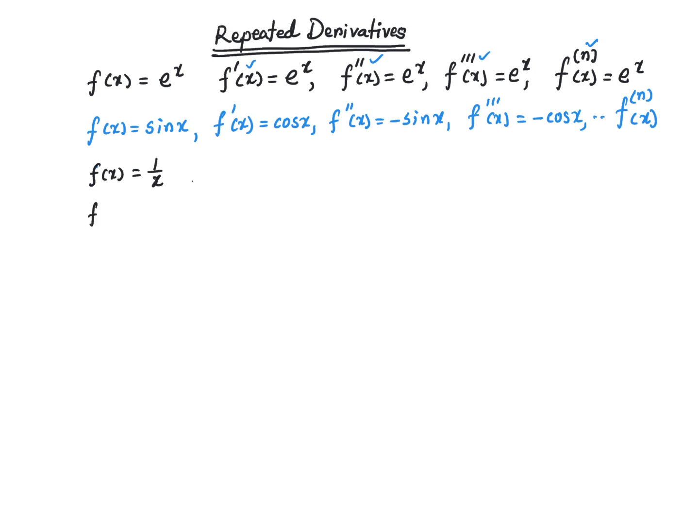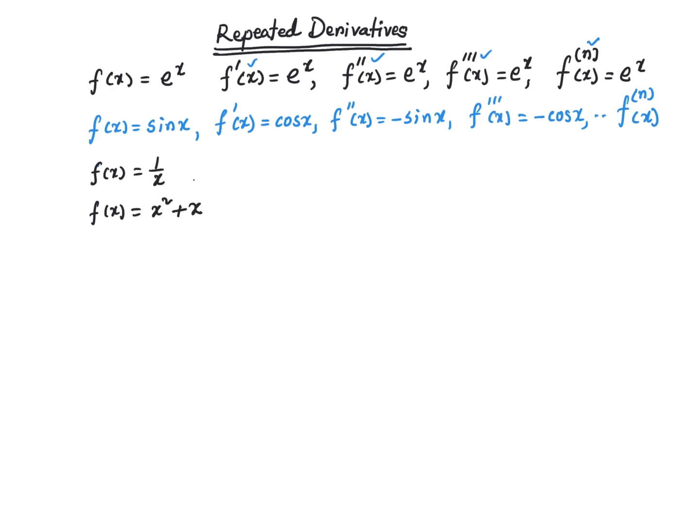For polynomial functions, let's say f of x is equal to x squared plus x. So the first derivative of it is going to be f prime of x is equal to the derivative of x squared, which is 2x, and the derivative of x with respect to x is just 1. And then if you take the derivative again, you're going to have the derivative of 2x is just 2, and the derivative of a constant 1 is 0. And then if you take the derivative 3 times, the derivative of a constant is 0, and you can keep taking the derivative as many times as you want beyond that, and it's going to be all zeros.